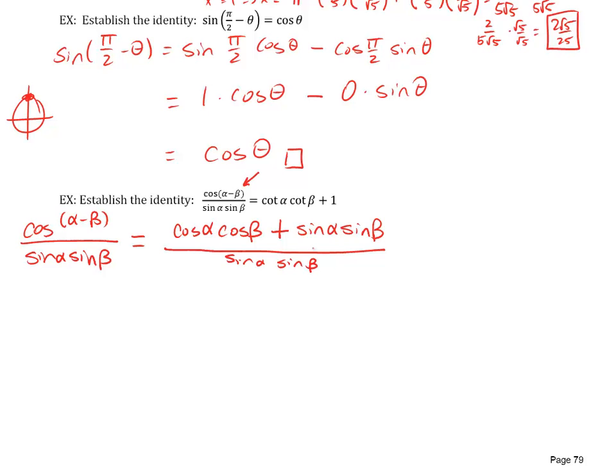Now, using the distributive property, if you've got a sum divided by a single term, meaning it's all multiplied together, you can rewrite this as this fraction plus this fraction.